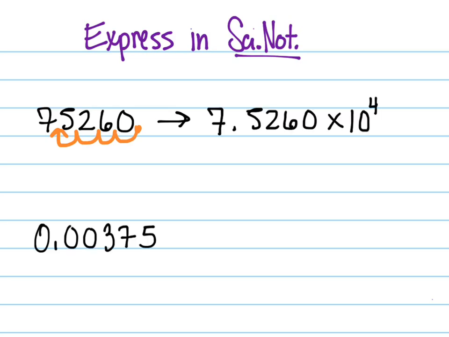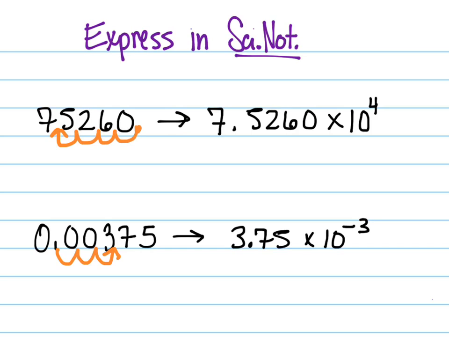What if I've got a number like this, 0.00375? Well, again, I'm literally going to draw bumps under the number. I'm moving the decimal 1, 2, 3. What does that give me? 3.75 times 10 to the negative third.